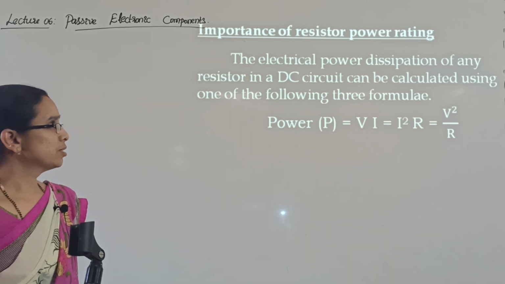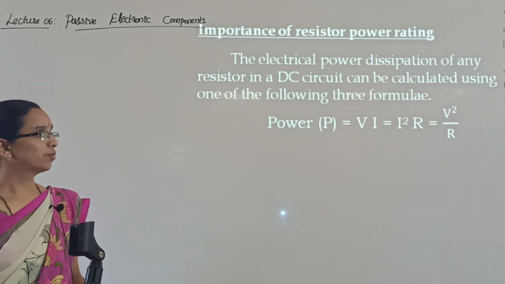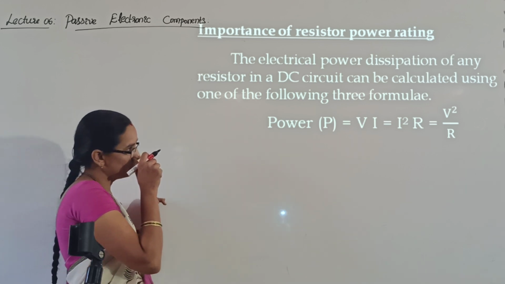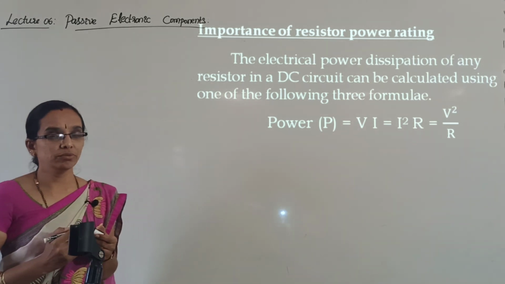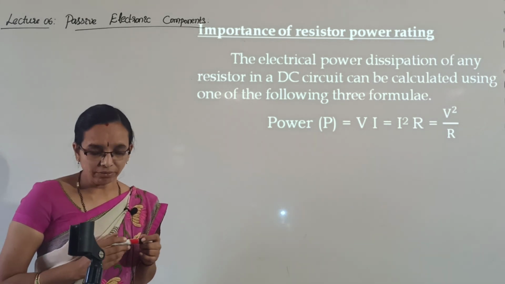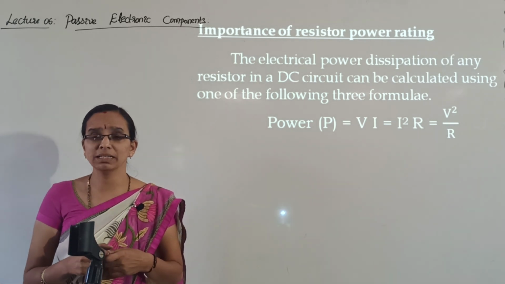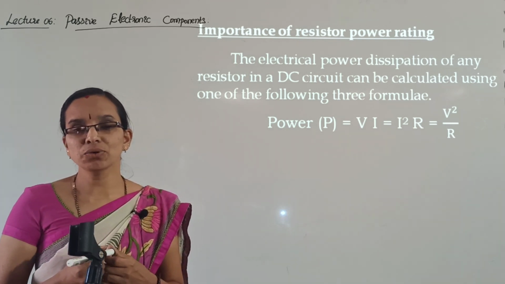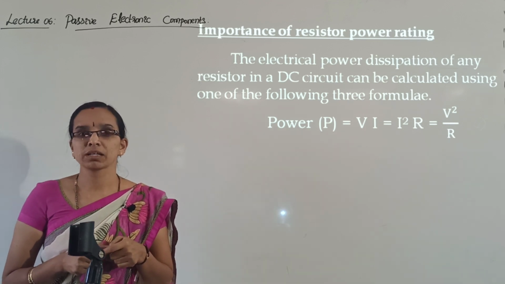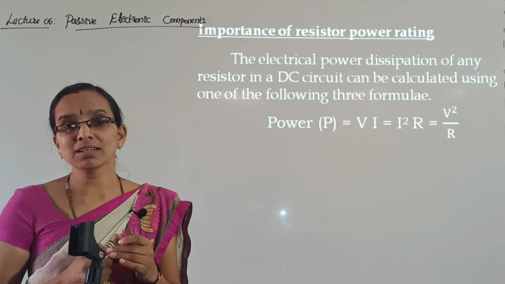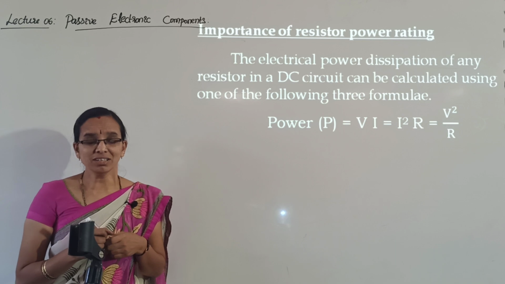The electrical power dissipation in any resistor in a DC circuit can be calculated using one of the following formulae. That is P is equal to EI or P is equal to I square R or P is equal to V square by R. See, whenever current flows through the resistor, power is dissipated by the resistor in the form of heat. So, the maximum power that a resistor can dissipate safely, or without damaging, is known as power rating of the resistor.